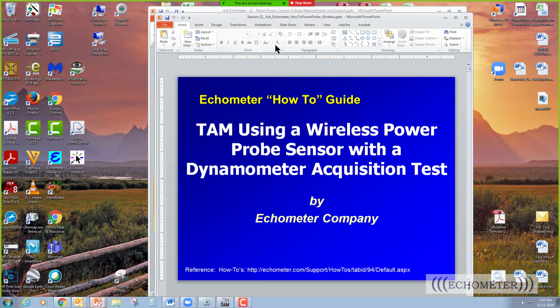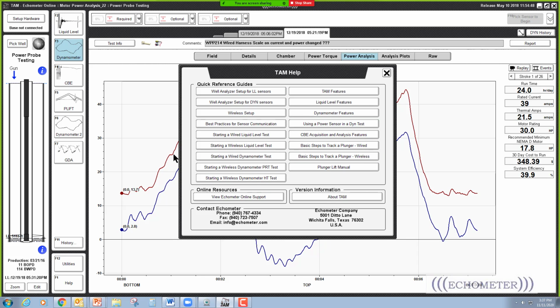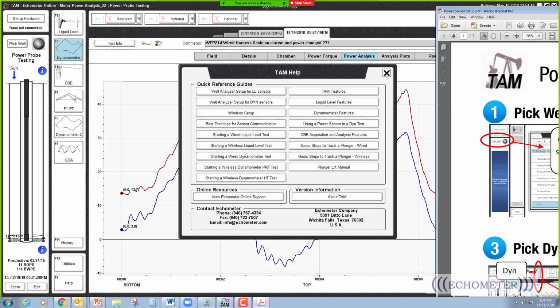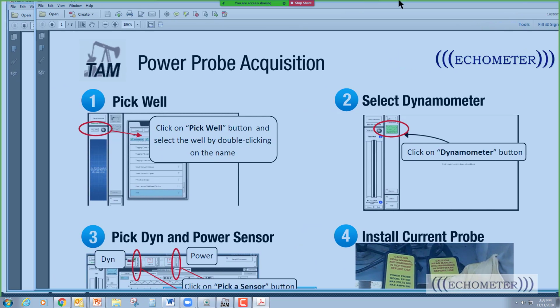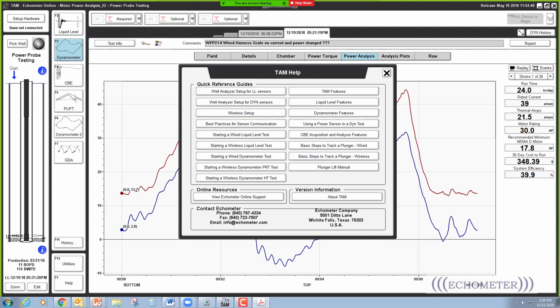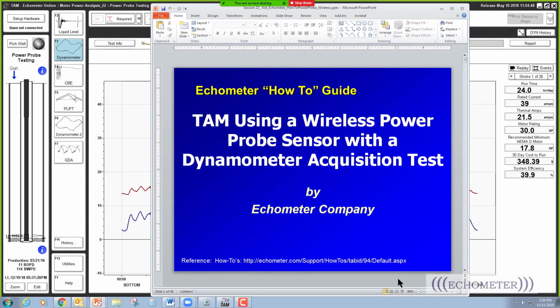Go ahead. Okay. So if you are in TAM and you want to do a certain test, if you click on the Help tab, then this how-to is in the Help. If I go to How to Use Power in a dynamometer test and click right here, the presentation I'm going to make is, well, this is different, but this is how to acquire power. It's shown in the Help. All right, so let's go back to the how-to. This is the how-to. It's on the web page.